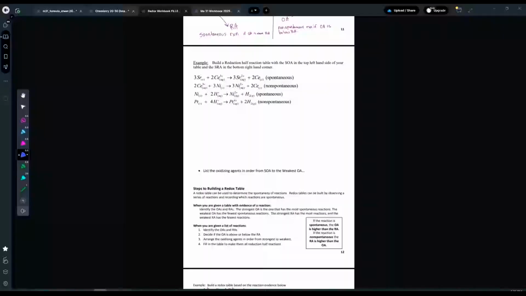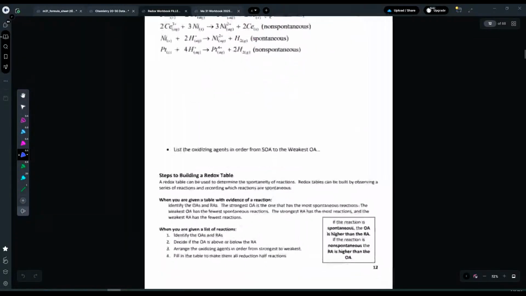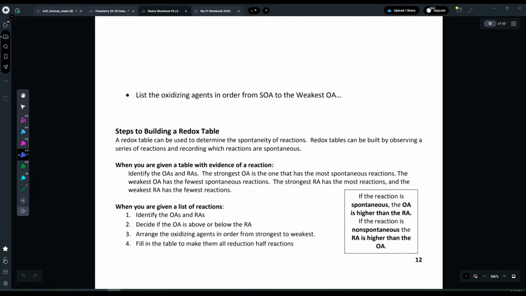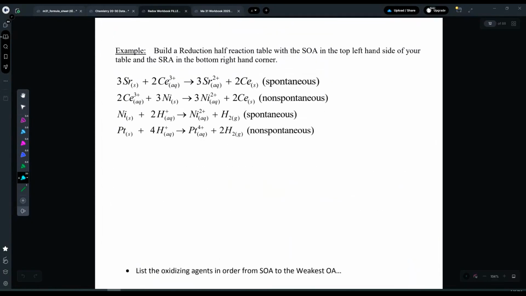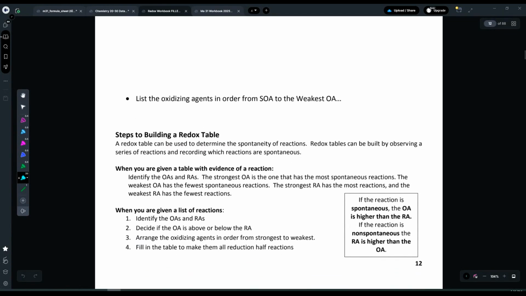In this video, we're going to go over steps on how to build our own redox table based off of data. So what we're going to do is start at the bottom of the page here, because that's where all the steps are, and then we'll go back and do this example question. So, steps to building a redox table.